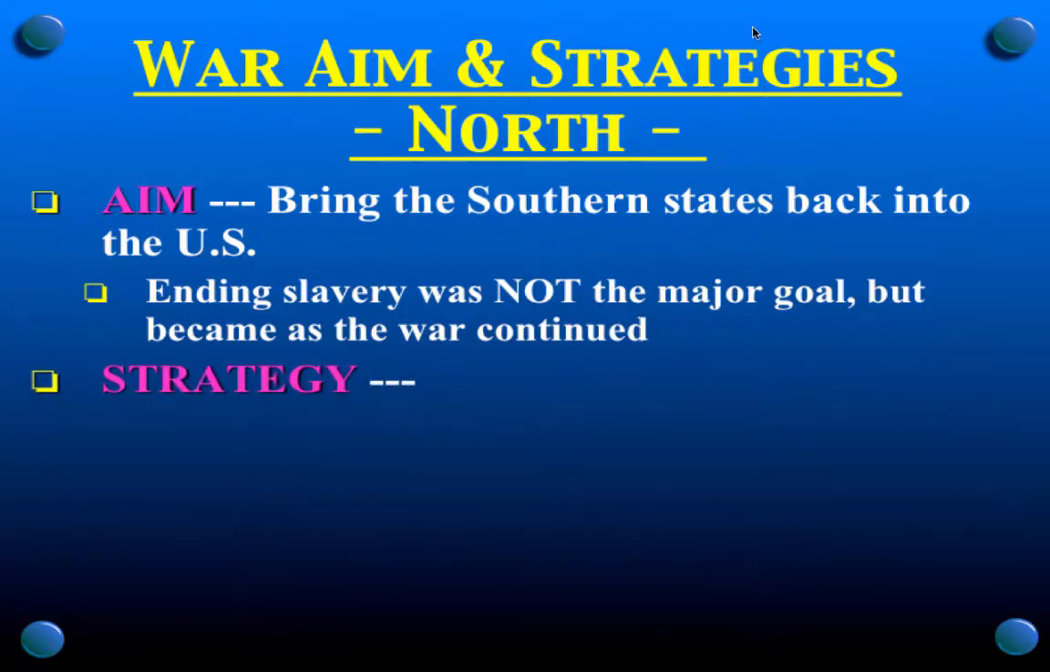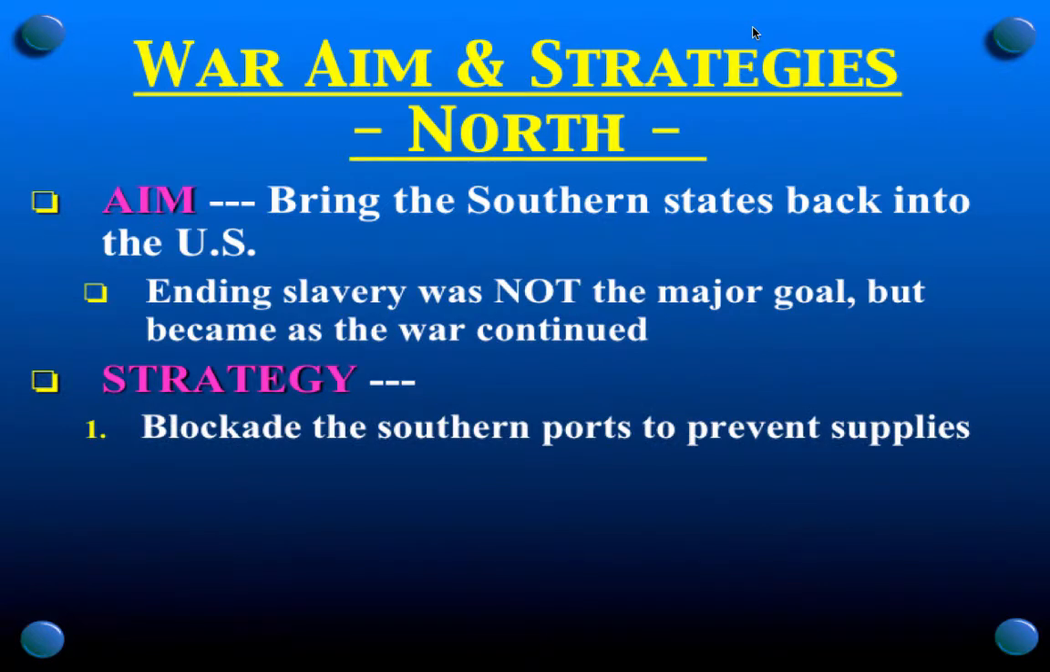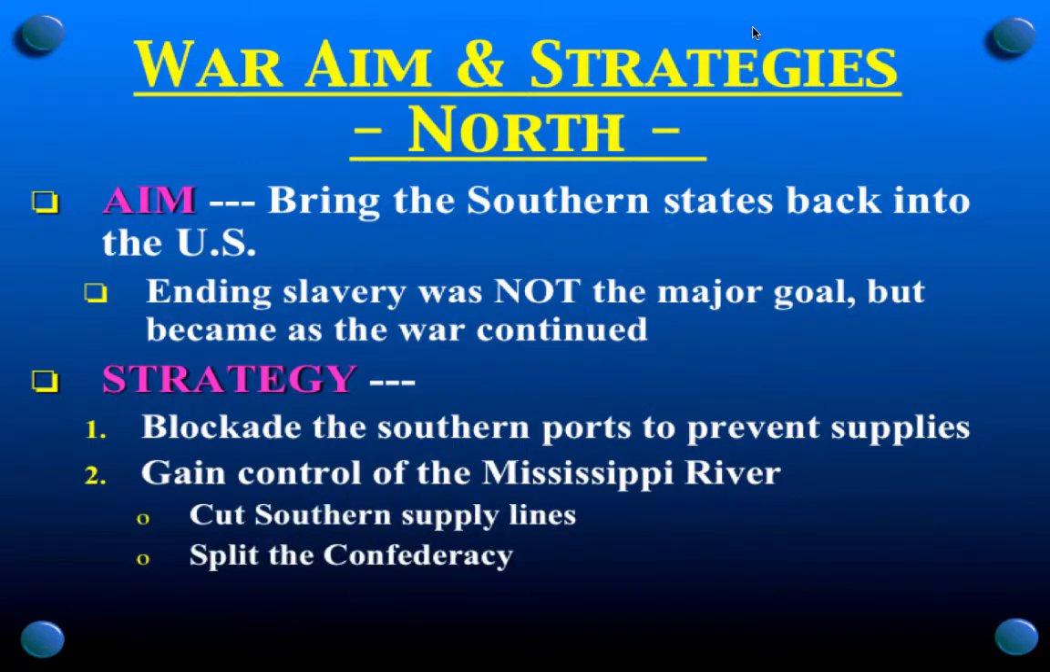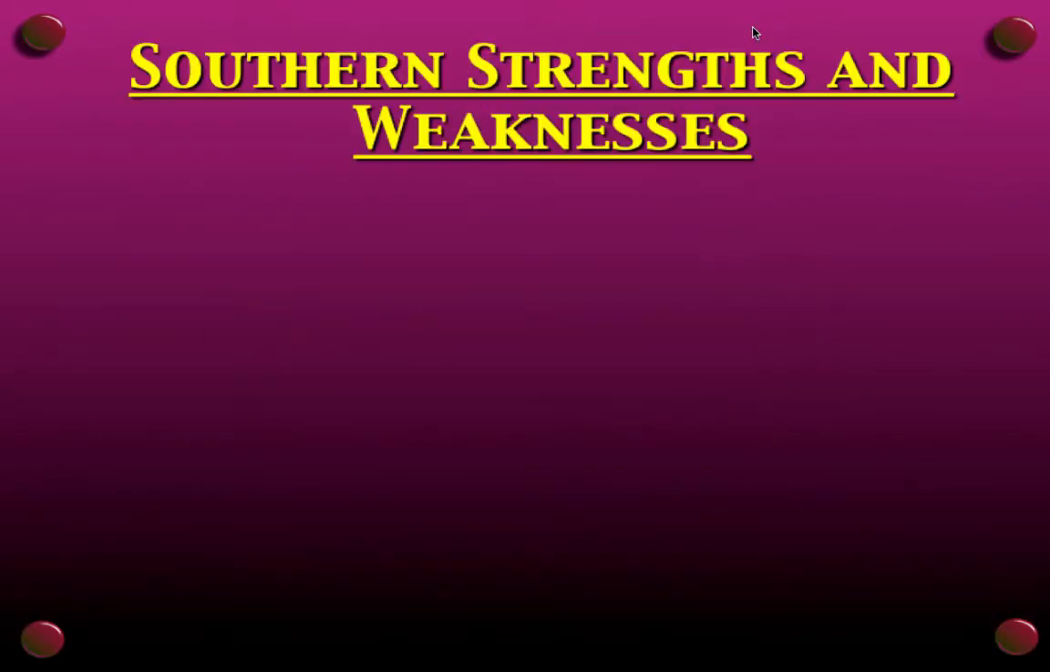Now, strategy-wise, we need to prevent the Southerners from getting supplies, so to speak, starve them out. We need to gain control of the Mississippi River, which would help to cut those supply lines, as well as splitting the Confederacy in half. And then we have to take over the capital city of Richmond. Very difficult strategy. Now let's look at the South.